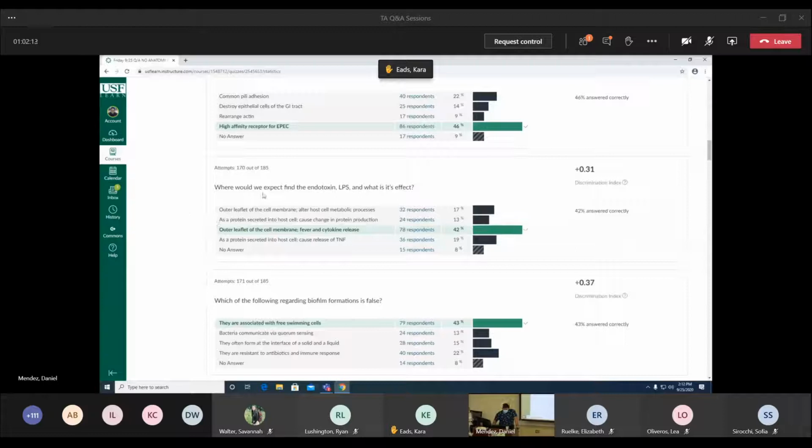All right. So the next question: where would we expect to find the endotoxin LPS and what is its effect? Here in this question stem, you can see endotoxin and LPS. Endotoxin, we should remember from Dr. Anderson's lecture, is something that is on the cell itself. So it's on the bacteria itself. It doesn't leave the bacteria. That should automatically get rid of 2 answer choices. Those 2 answer choices, a protein secreted, both reference exotoxin.